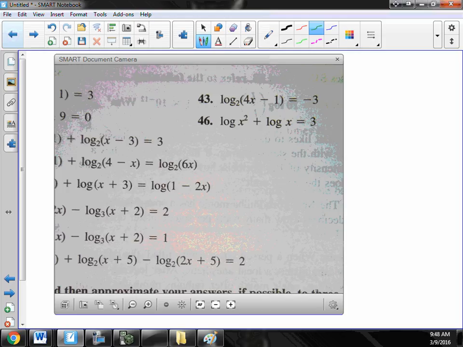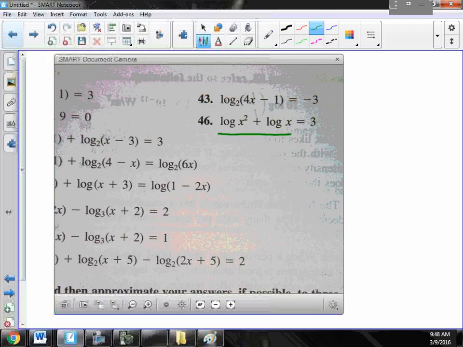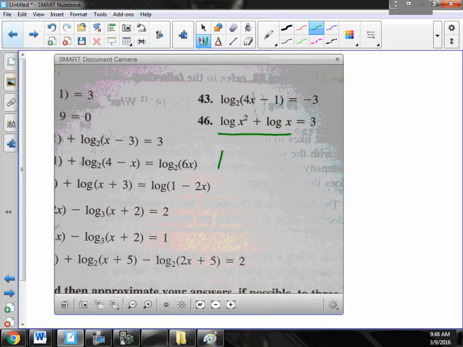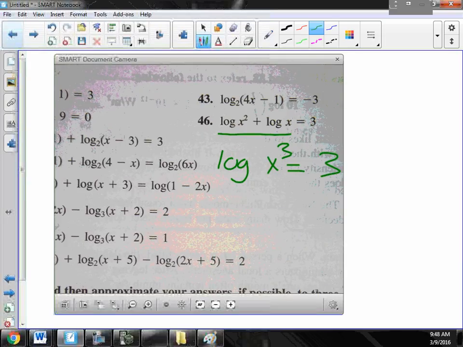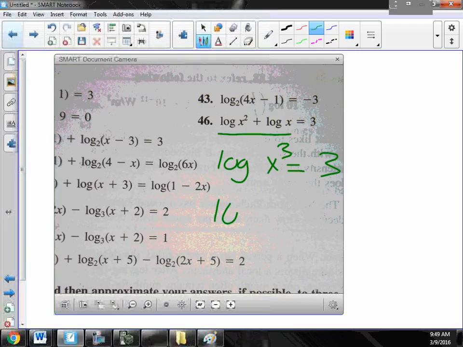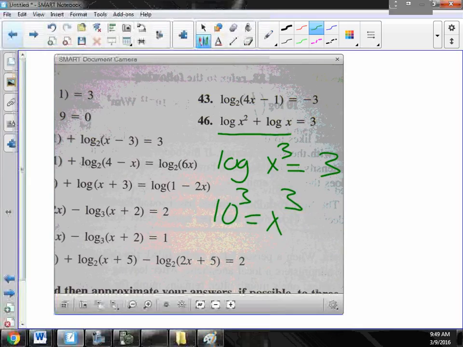So for 46, I need to combine these using the product rule. If you have two positive logarithms of the same base, you combine them into one. So it would be log base 10 of x to the third equals 3. Now what? Convert to exponent. 10 to the third equals x to the third. So the answer is 10.